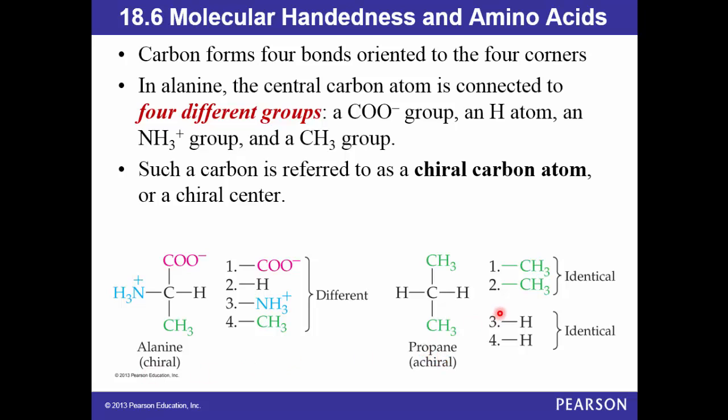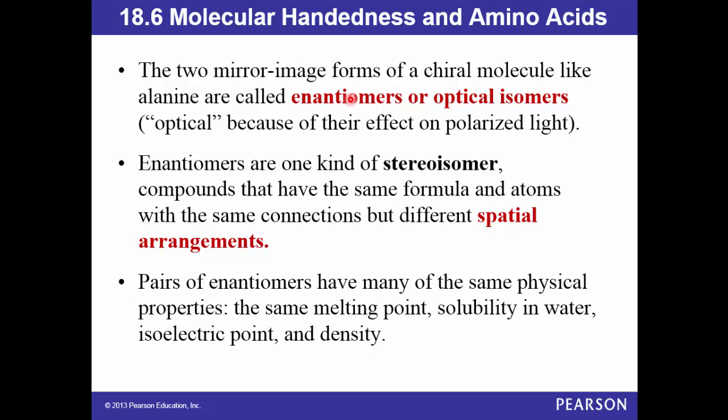However, propane does not have 4 different groups, so it is achiral. Then distinguish between chiral and achiral. The 2 mirror image forms of a chiral molecule like alanine are called enantiomers or optical isomers. Optical because of their effect on polarized light.